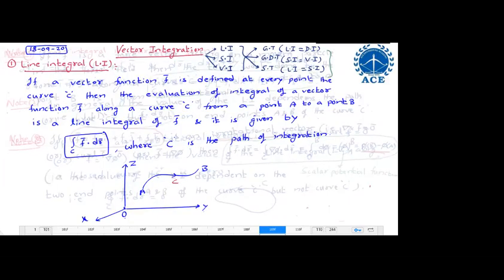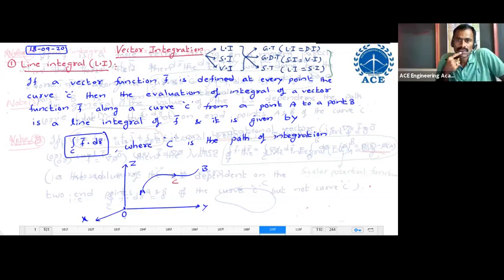Yes, sir. Sir, after that, you are explaining what is the difference between the theorems. Actually, I am a little bit confused about where to apply Green's theorem and where to apply Stokes theorem, sir.